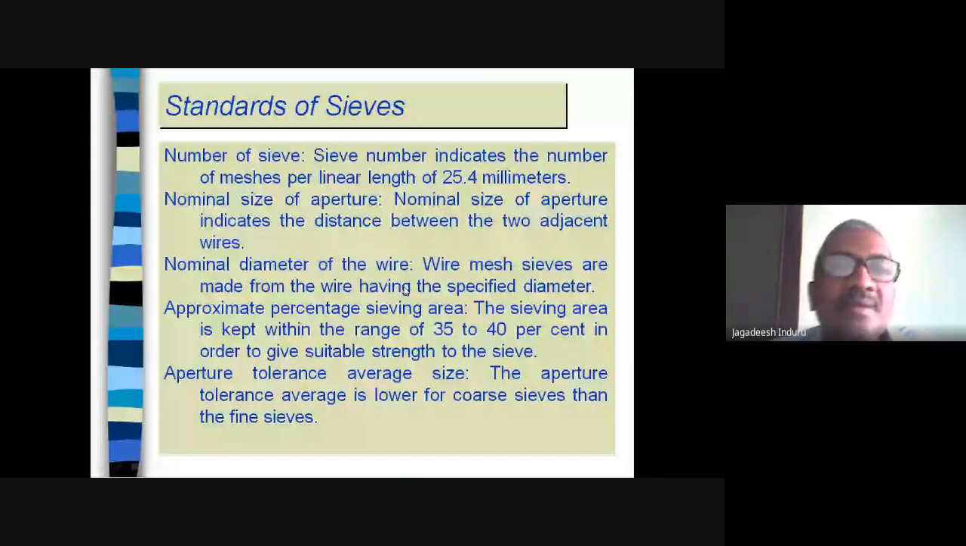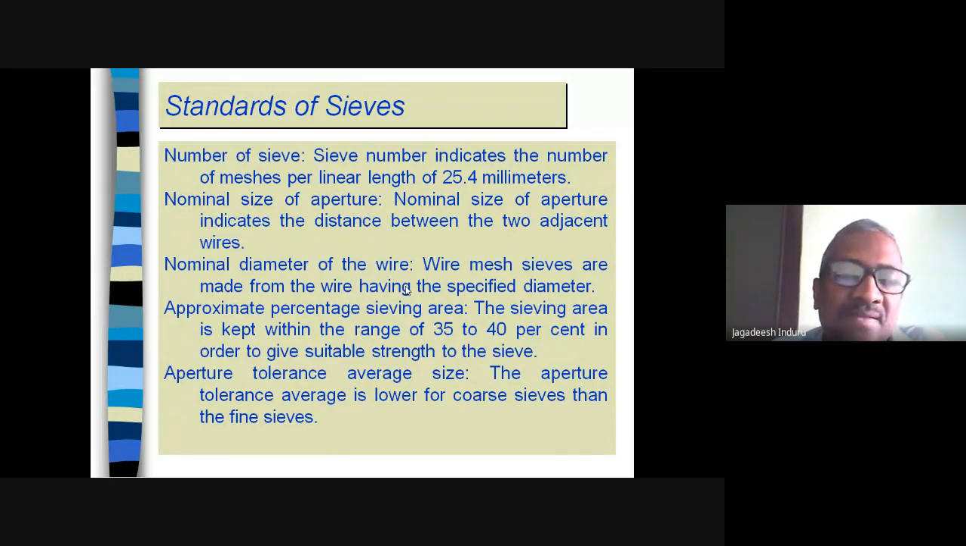Based on this, you have got standards of the sieves. There are 5 different standards. One is number of sieve and aperture size of the sieve. In addition to that, you have got the nominal diameter of the wire and approximate sieving percentage area, 35 to 40%. GPAT question. It is good to maintain it at 35 to 40, not less than that. It will reduce the output. More than 40, it makes the sieve very fragile. It means it is mutilated easily. Firmness will not be there.